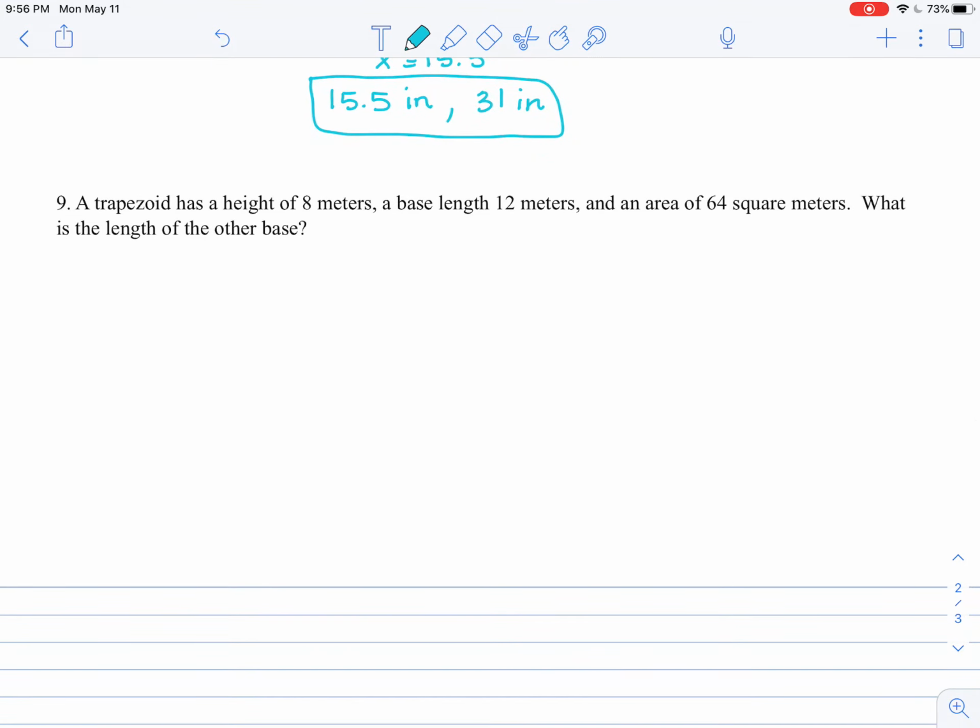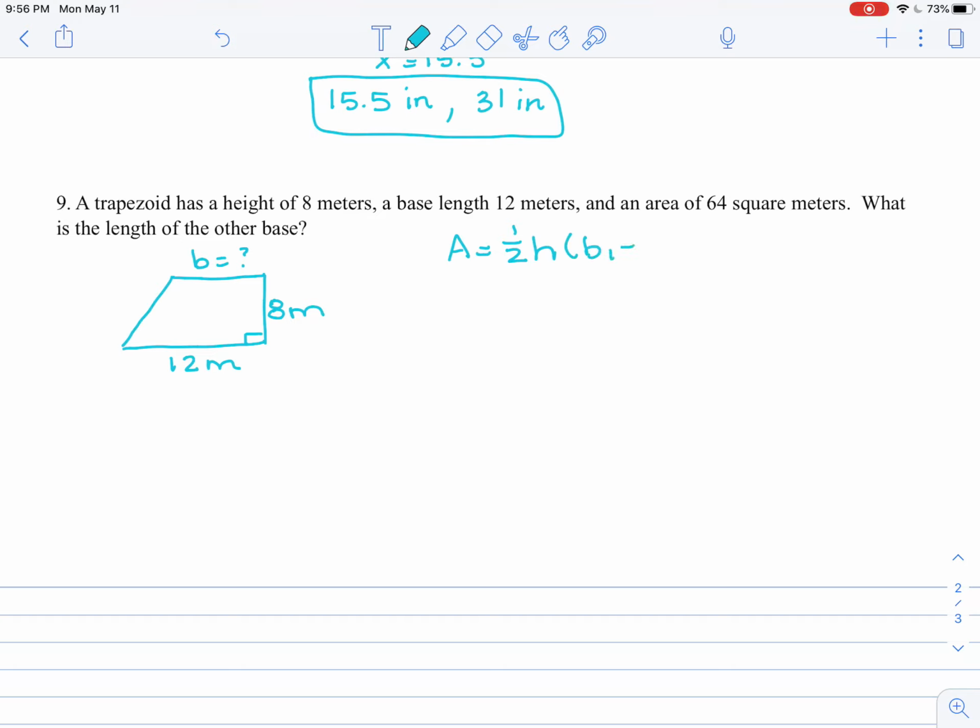And for the final question, it says a trapezoid has a height of 8 meters, a base length 12 meters, and an area of 64 meters. What is the length of the other base? So let's draw ourselves a trapezoid. It does not need to be accurate. I'm going to make mine look like this. Okay, the height we know is 8 meters. One base is 12 meters, and we're looking for the length of the other base.